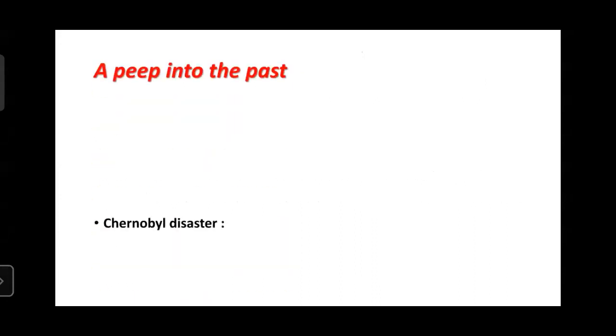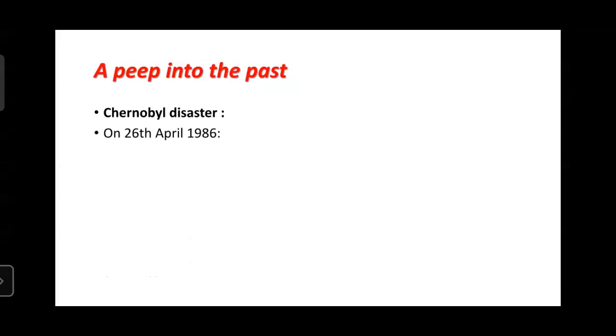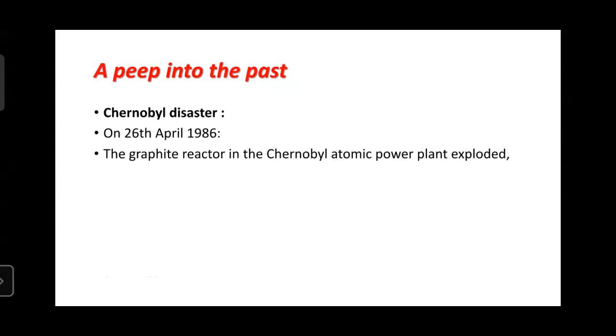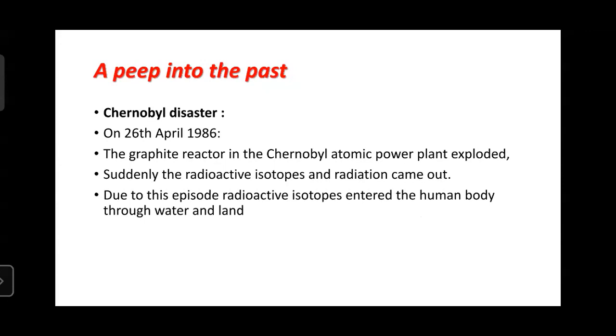Now, one of the popular disasters is the Chernobyl explosion on 26 April 1986. The graphite reactor in the Chernobyl atomic power plant exploded, and suddenly radioactive isotopes and radiations came out of the Chernobyl factory.